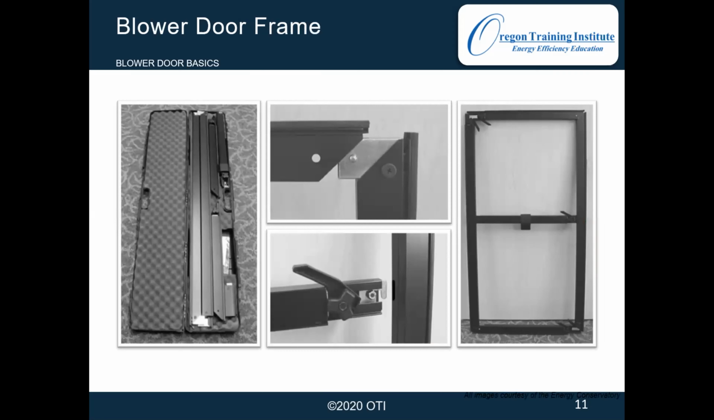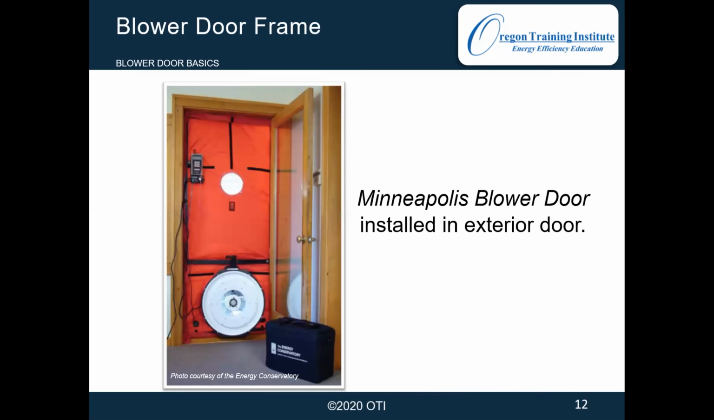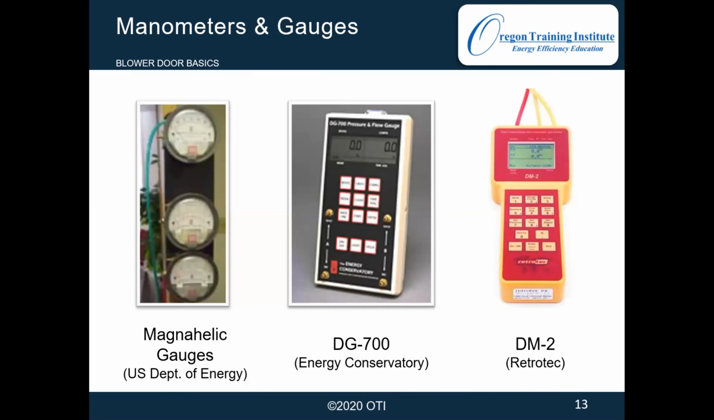We got the expanding frame, and we're going to get it all set up in the exterior door. Mainly, we're going to be talking about the DG700. These principles are going to apply to other gauges too, but the actual buttons that you'll press might be a little bit different on your Retrotec, especially if you've got newer models like DM32 gauges.